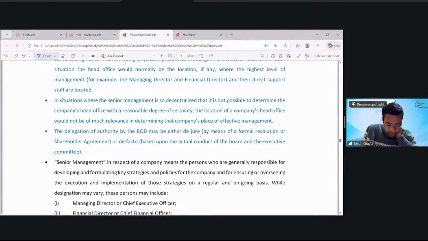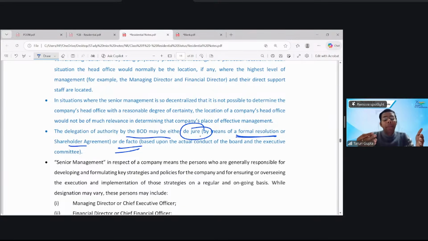The delegation of authority by the board of directors means the board of directors is not taking the key management decisions; they have delegated to somebody. Maybe de jure. De jure means there is an official communication by which they delegate this authority by means of a formal resolution or shareholder agreement. Or de facto. De facto means there is no such formal communication, nothing in writing, but in practice the board doesn't take decisions. Some other person takes the decision on their behalf. They have delegated this. So whether it is de jure or de facto is not relevant. What is relevant? Who is actually taking the decision?